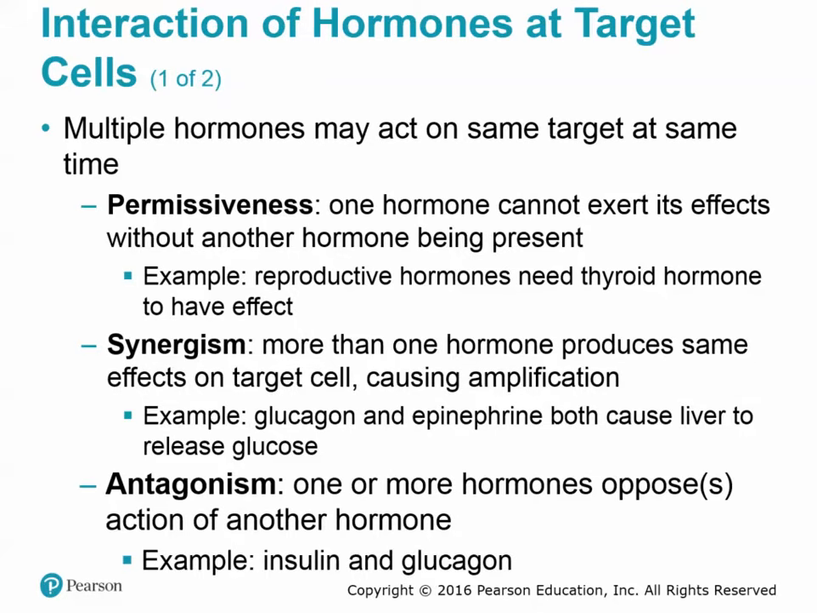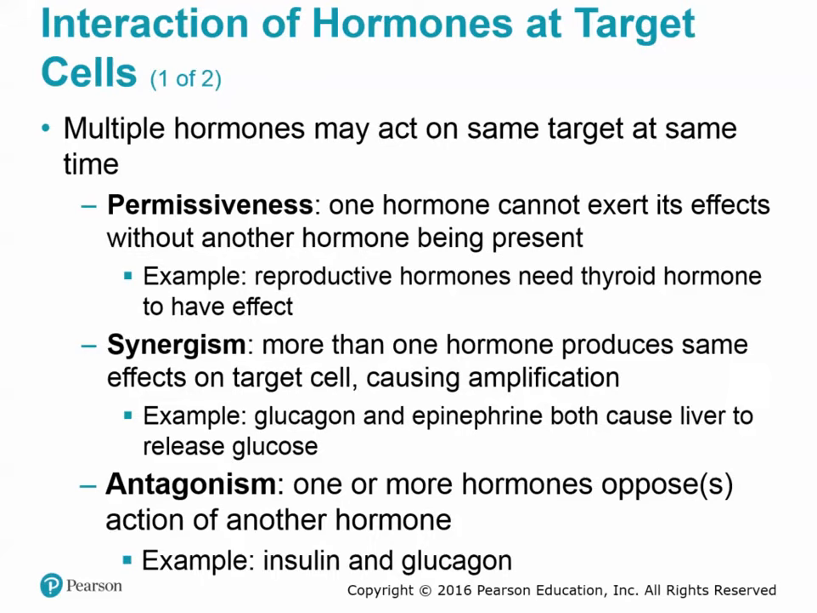Synergism is another type of interaction. This is where more than one hormone produces the same effects on the target cell, essentially causing an amplification, or think of a snowball effect. In this example, glucagon and epinephrine can both cause the liver to release glucose. So if we were to release both of these hormones at the same time, we would release twice the amount of glucose as we would with just glucagon or just epinephrine.